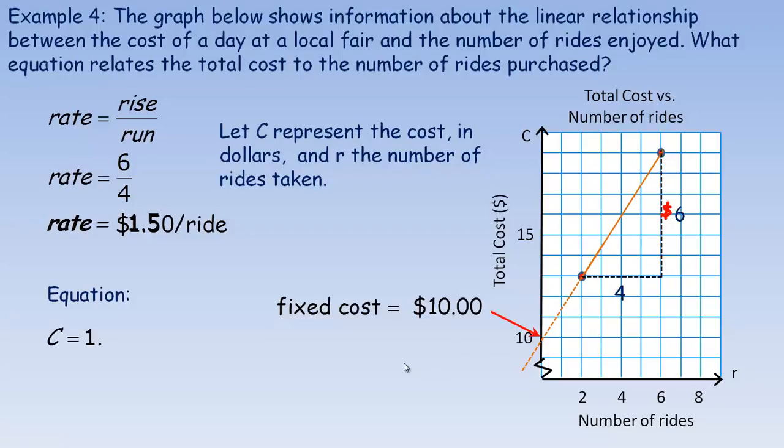So the equation would look like this. The equation would be the cost is 1.50 times the number of rides plus 10. And again, you could drop the 0 and write it as 1.5R. You can't drop the 0 in 10 because that would change it to a 1. Okay, so that's not okay. But that would be the equation that relates the cost to the number of rides taken.